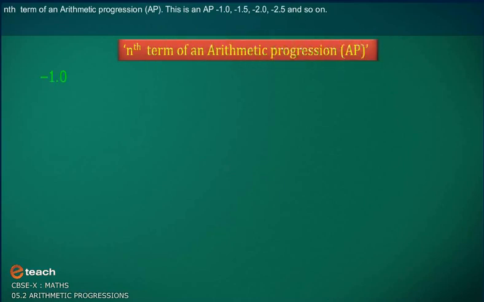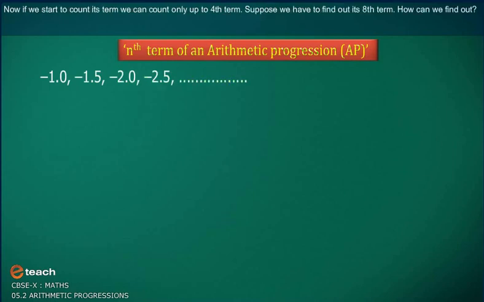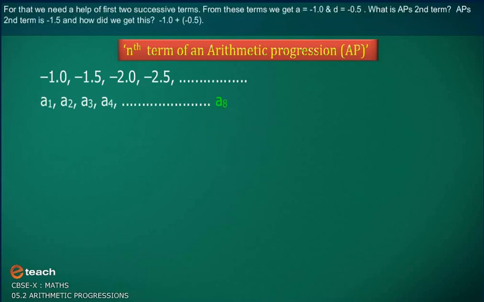This is an AP: minus 1.0, minus 1.5, minus 2.0, minus 2.5 and so on. Now if we start to count its terms, we can count only up to the fourth term. Suppose we have to find out its eighth term. Now can we find it? For that, we need the help of the first two successive terms. From these terms, we get a is equal to minus 1.0 and d is equal to minus 0.5.